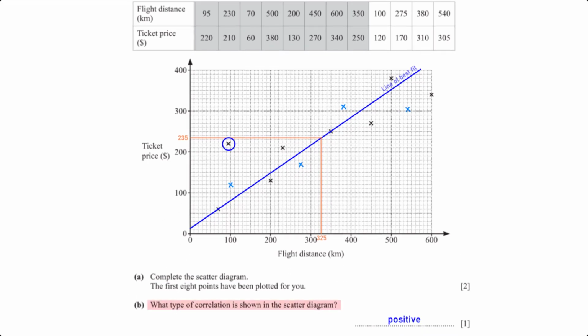What type of correlation is shown in the scatter diagram? On the grid, we see that as the flight distance increases, there is a general increase in the ticket price. This type of correlation is positive.